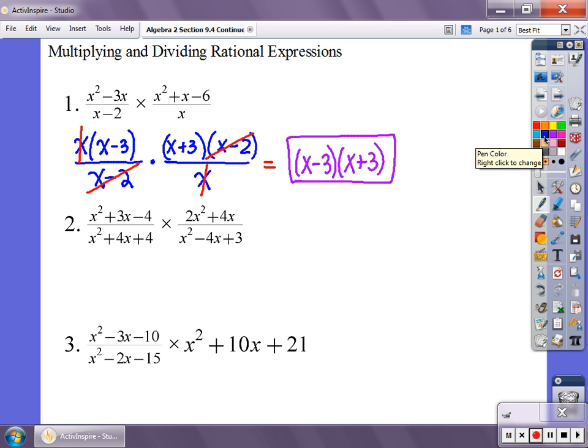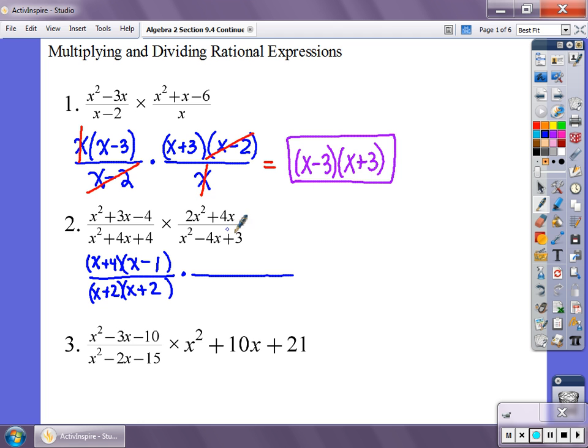For the next one, again, factor everything that you can. So x squared plus 3x minus 4. That's going to factor into x. Factors of negative 4 that add up to positive 3 will be plus 4 and minus 1. 4 times negative 1 is negative 4. 4 minus 1 is positive 3. Over top, x squared plus 4x plus 4. Factors of 4 that add to 4 is going to be a positive 2 and a positive 2.